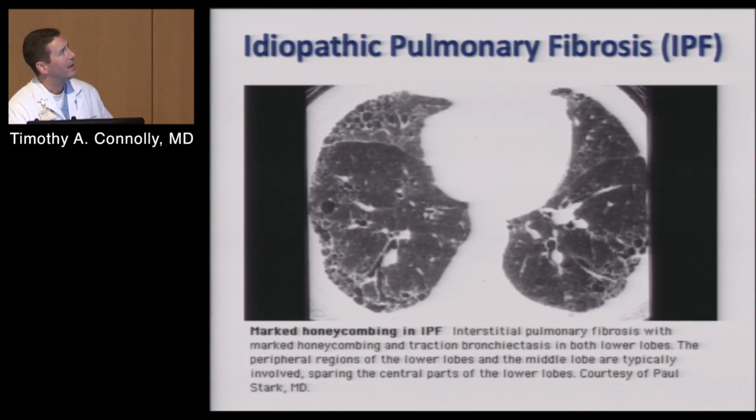IPF, here's an example of honeycombing. It literally looks like a honeycomb. And then you see these areas here, these airways that are dilated out to the periphery. That's what we call traction bronchiectasis. So the scarring in the lung tissue has created a situation that has tugged open and held open those airways.